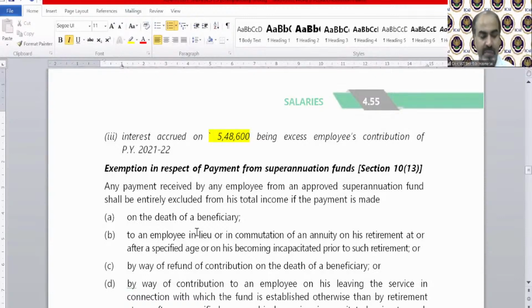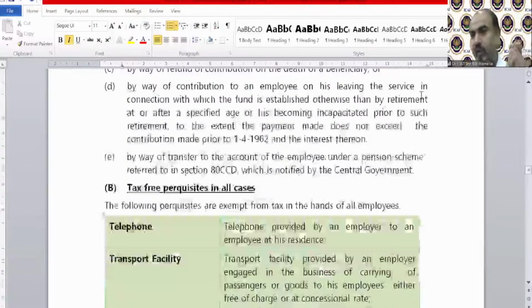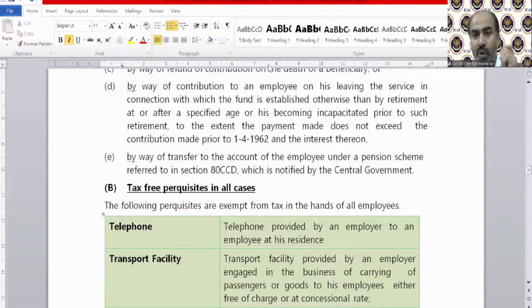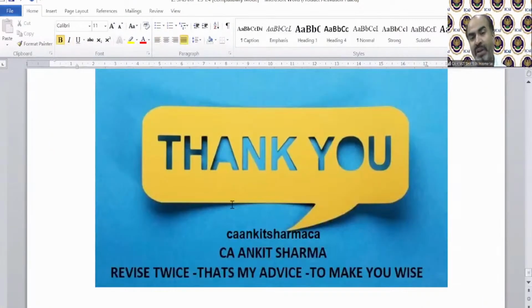So you do one thing. My next session was earlier on 8th. Now it has been shifted to 10th of November and 12th of November, where we will discuss the house property provision. So you should go through the study material, of course, and the notes I have given to you. You have to read those notes twice. As I always say, revise twice. That's my advice to make you wise. So revise these notes. These notes cover each and everything.